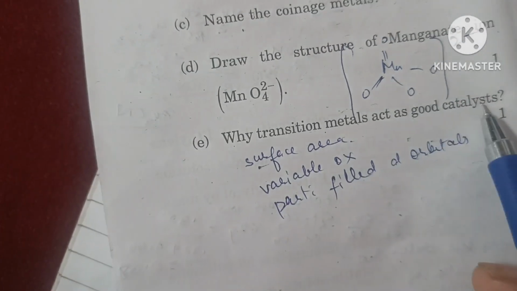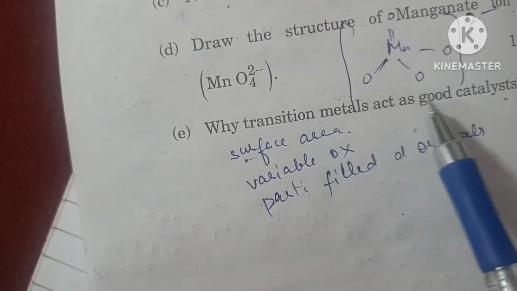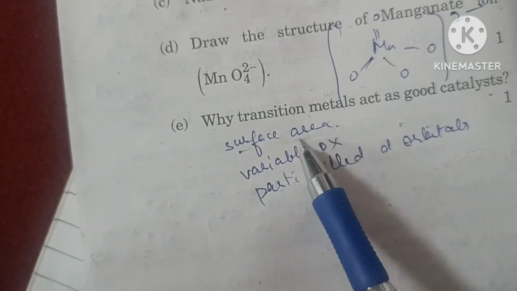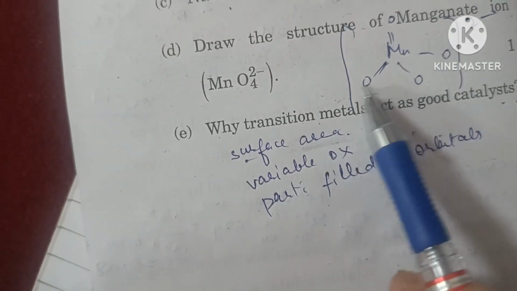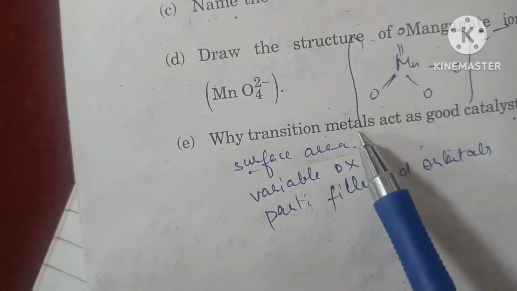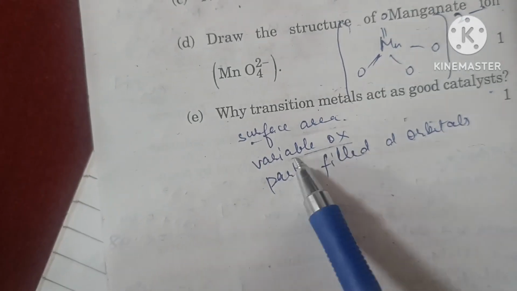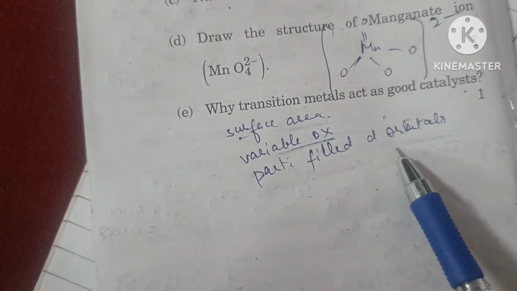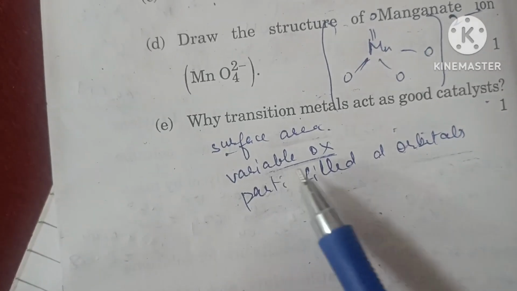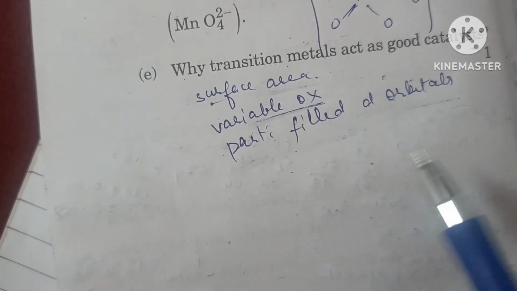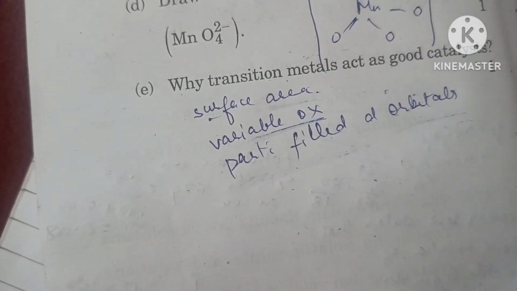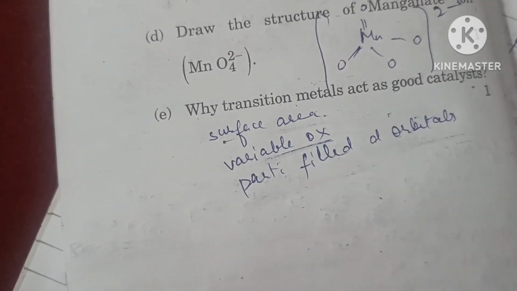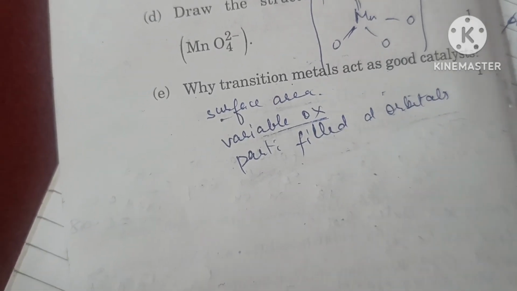Why transition metal act as a good catalyst? Transition metals have surface area where the reactant molecules can attach themselves and combine with each other. They can show variable oxidation state, and they also have partly filled d orbitals. Because of variable oxidation state, they can provide alternate path to the reactants and decrease its activation energy and thus increase the speed of reaction and act as a catalyst.